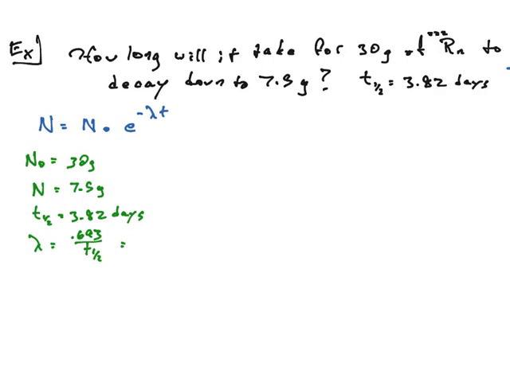Okay, which I could go ahead and calculate while I'm here. That's 0.693 over 3.82 days. Because I'm using days as the units of half-life, the time I'm about to calculate is also going to be in days. Just remember that. So from this I get 0.1814. All right, and what is it I'm looking for? T. I want to know how long do I have to wait. All right, so let's plug our numbers in. 7.5 equals 30 times e to the minus lambda, which is 0.1814, times t.